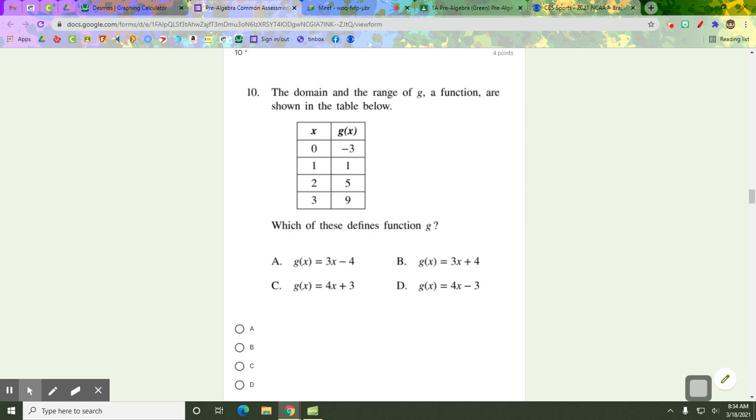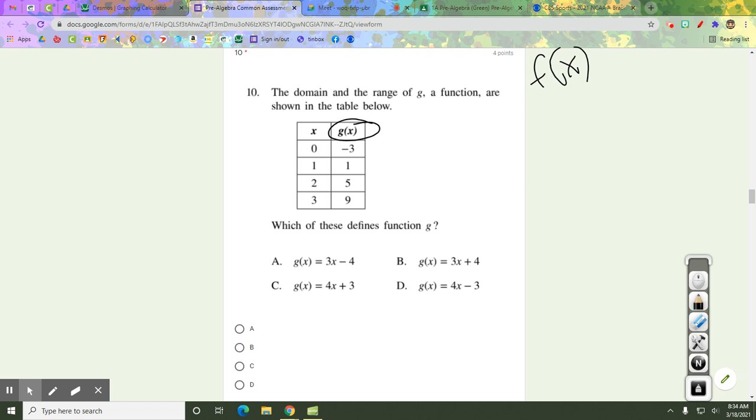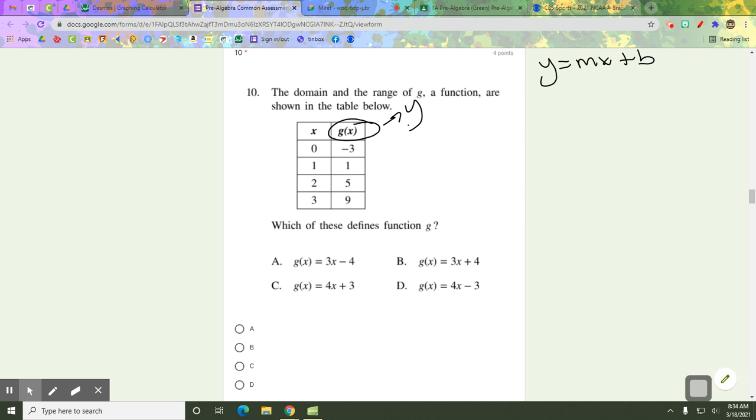Domain and range of G, a function, are shown on the table below. With this type of question, what's going to throw you guys off is this right here. Remember we talked about functions. Our function symbol looks like this, f of x. It can also be just like this, g of x. But if you have a variable with parentheses and an x inside, basically it's the same thing as just having y. So when we're writing this equation, I know we have y equals mx plus b, but in this instance, it's going to be g of x equals mx plus b.